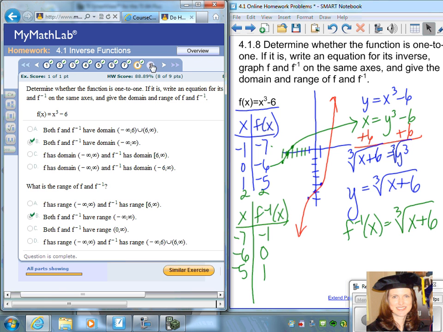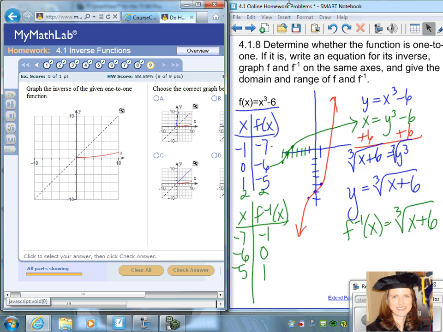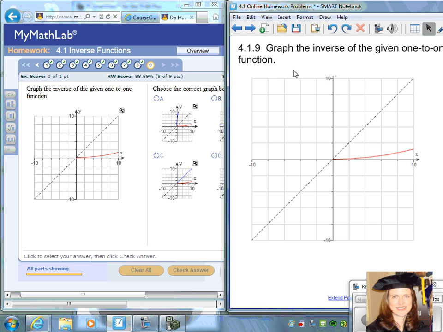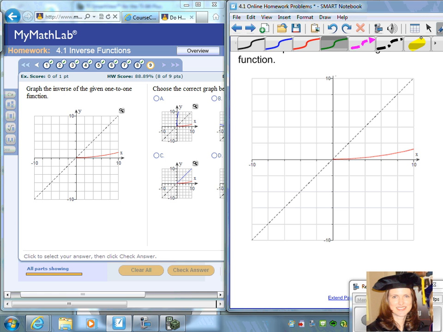All right, let's look at the last one, number 9. For number 9, we're given a graph, no equation. We want to choose the correct graph of the inverse of the function. So the way you graph the inverse of a given function is locating specific points on the graph and reversing the order.